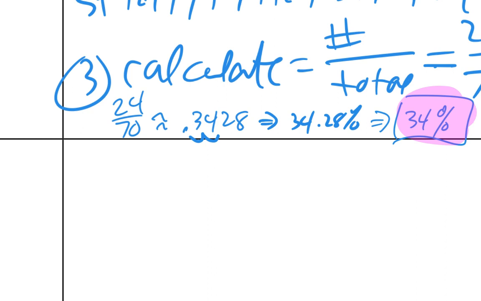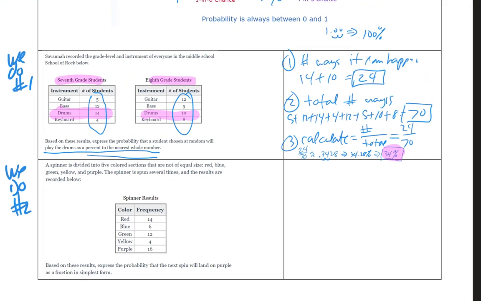Okay, so that's it. What we're going to remember is we're going to put the number of ways that it can happen for what we want on top, then the total number of ways it can happen on bottom, and then we're just going to divide. All right, so that's we do number 1. So now let's look at we do number 2.